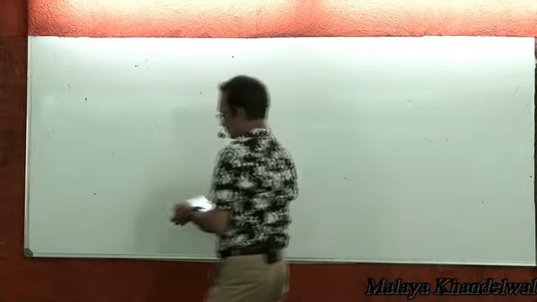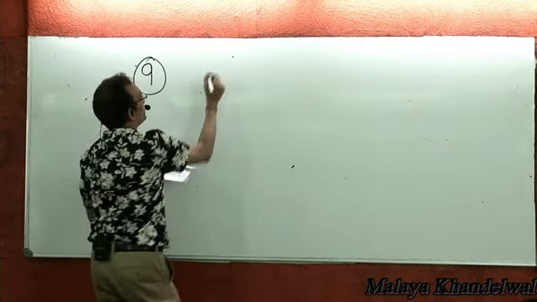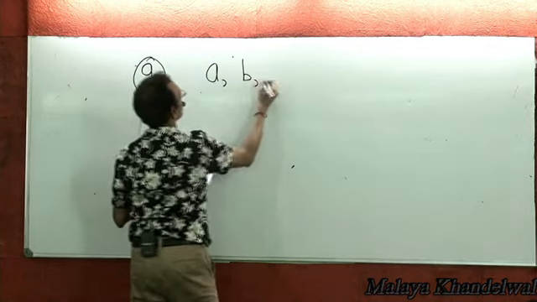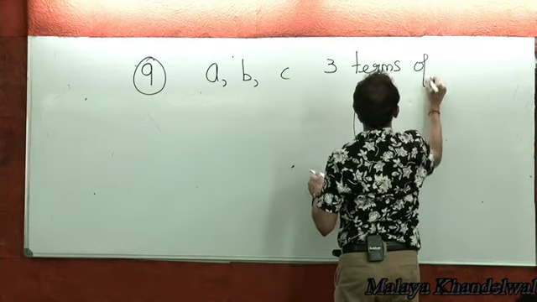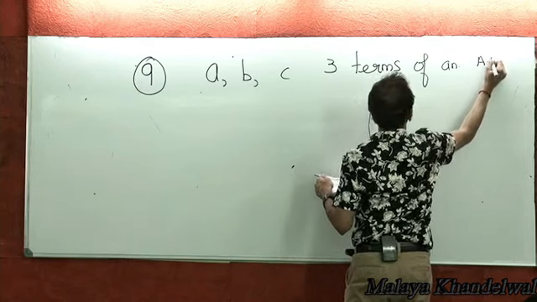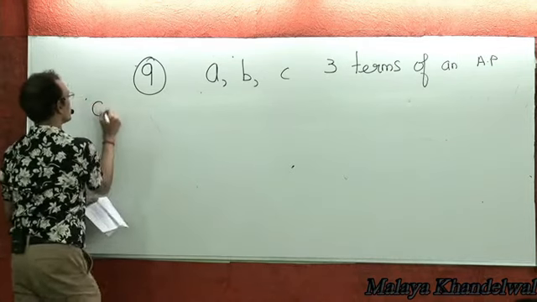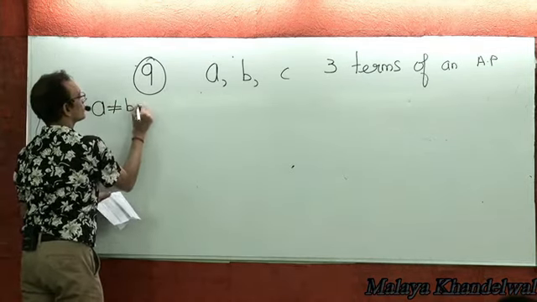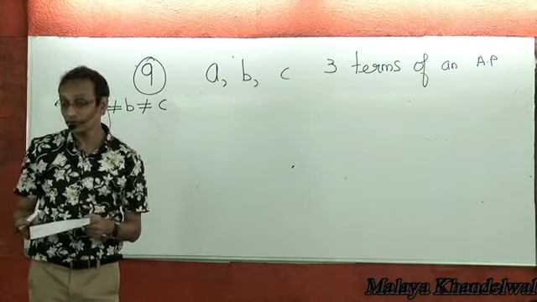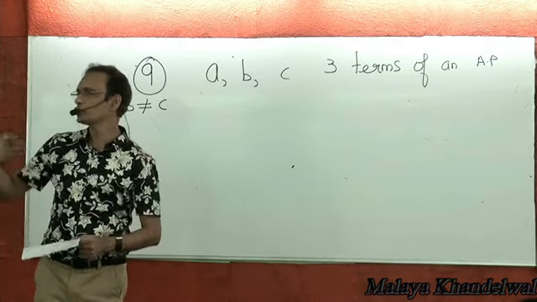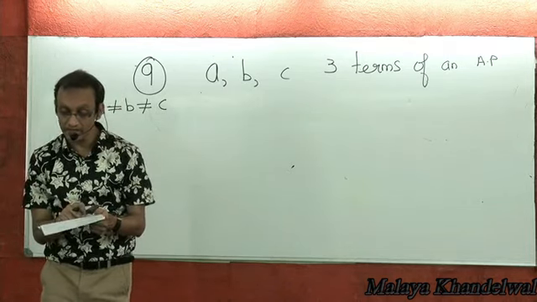Number 9. A, B, C are 3 terms of an AP, right? A not equal to B, not equal to C. They are unequal. And they're not consecutive terms. They're not given to be consecutive terms. One could be a pth term, one could be a qth term, one could be an rth term. They've never said A, B, C are 3 consecutive terms.